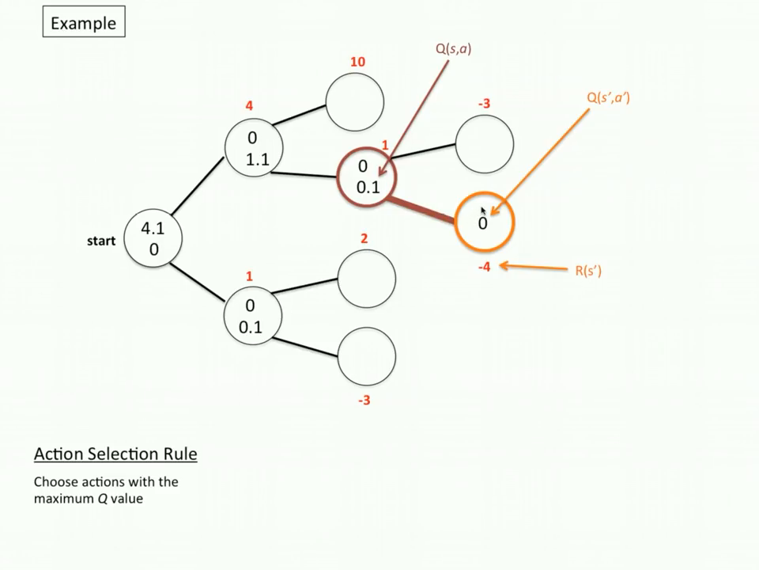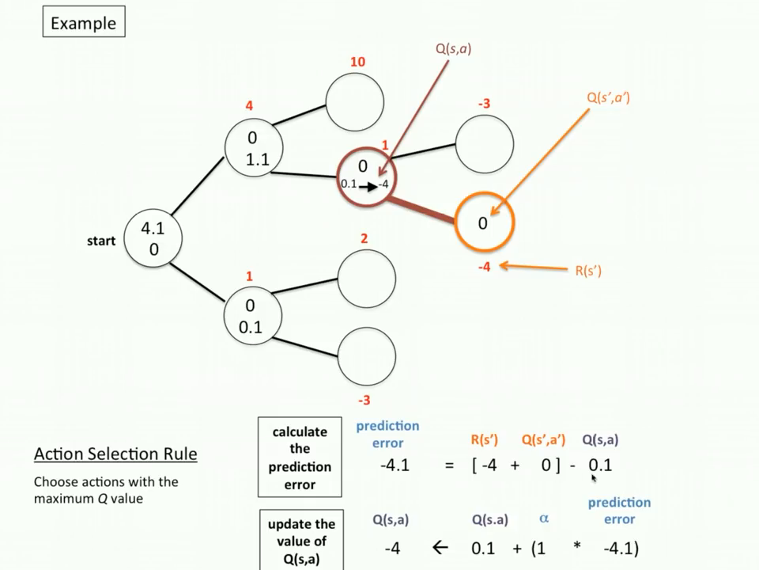What is the Q value associated with this terminal node because it lacks an action? Well, previously it was left blank, but we give Q(S',A') a value of 0. R(S') is going to be -4, and then Q(S,A) is 0.1. We substitute those values into the prediction error calculation as well as the Q(S,A) updating, and as a result, the Q value for S,A gets updated from 0.1 to -4.